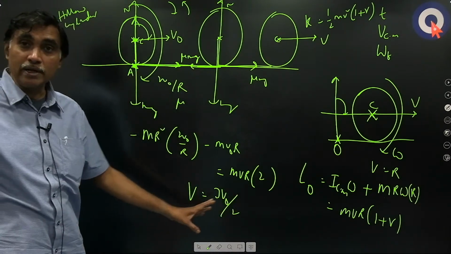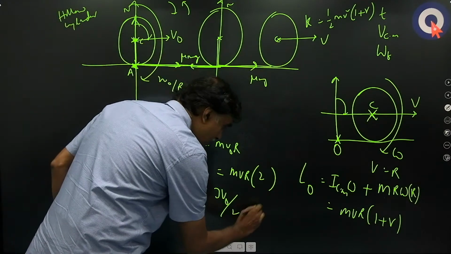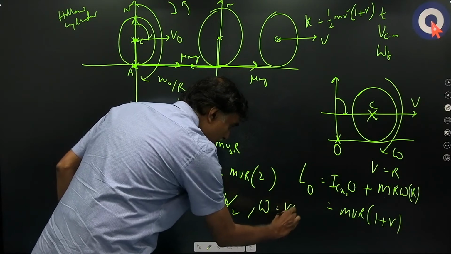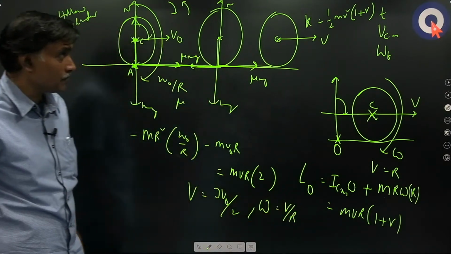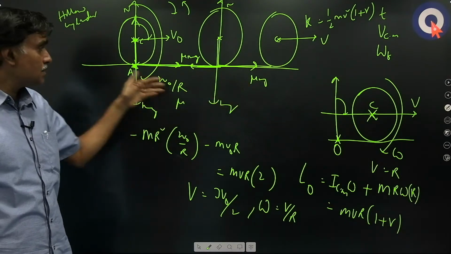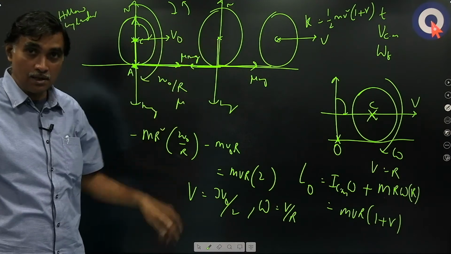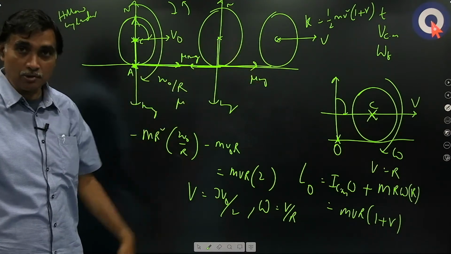So when it starts rolling, what is velocity of center of mass? 3V naught by 2. Then what is angular velocity? It is V by R at that instant. Then after what time it starts rolling? Because anyhow it is uniformly accelerated motion for center of mass, we can use V equal to U plus AT and all those things.